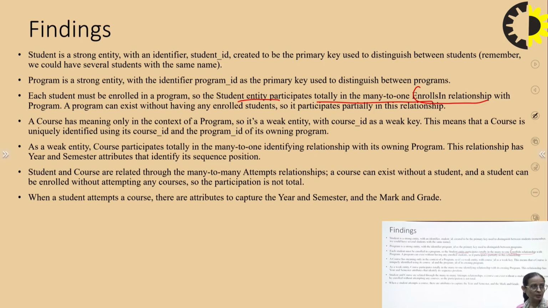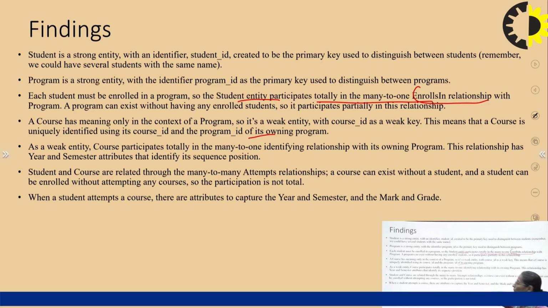A course has meaning only in the context of a program, so it is a weak entity with course ID as a weak key. This means a course is uniquely identified with the help of course ID and program ID. As a weak entity, course participates totally in a many-to-one identifying relationship with its owning program. This relationship has year and semester attributes and identifies the sequence position.